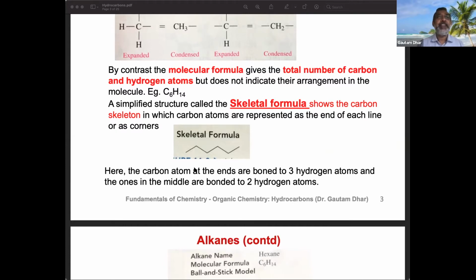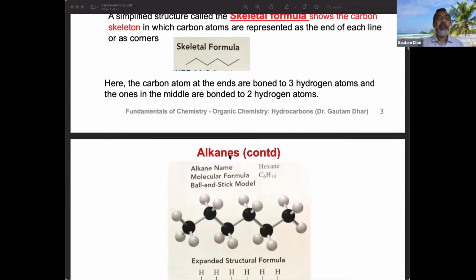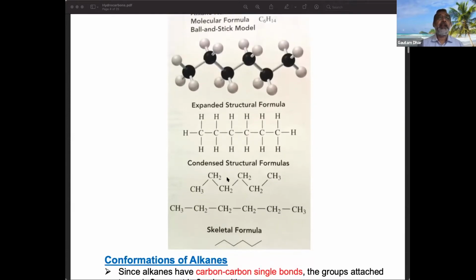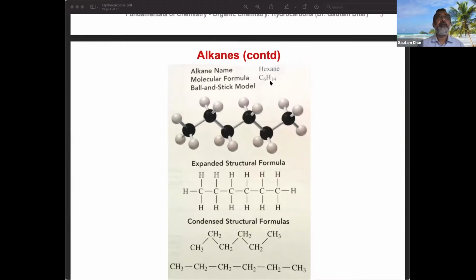So the three hydrogens at the end, because carbon can carry 4 bonds. If nothing is written at the end, you can easily make up for that 4 by adding hydrogen. The corners represent two hydrogens, CH2s. And this is basically how the compound will look, okay? And so this is C6H14, and this is the molecular model, the ball and stick molecular model.